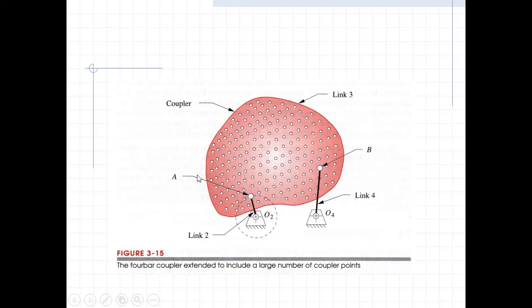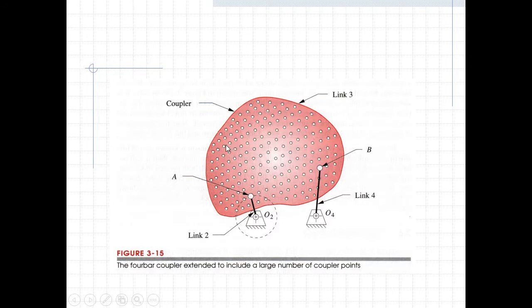However, the coupler can have any shape, and in this particular figure, we show the coupler shaped like a big pink blob. Any one of these points could be the coupler point, and that point would trace out a curve as the crank, or link 2 in this case, traveled around this circle. You can imagine placing a pencil right there in that hole, and you'd see that pencil trace out a particular curve as the crank rotated. That curve traced out by the pencil would be called the coupler curve.